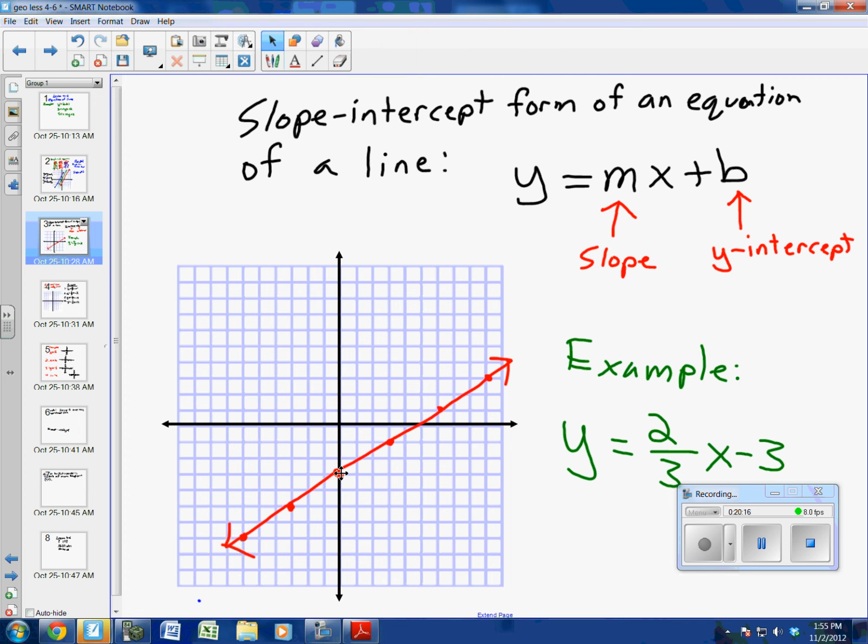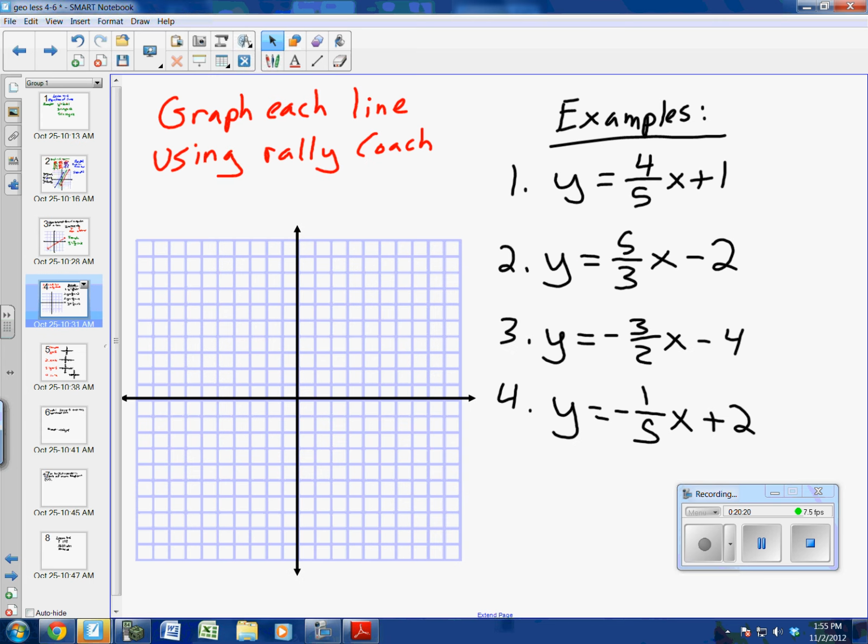I want you guys to be able to graph these doing that same thing. You guys ready to try some? Okay. I want you to graph those 4 lines. And this is how I want you guys to do it.